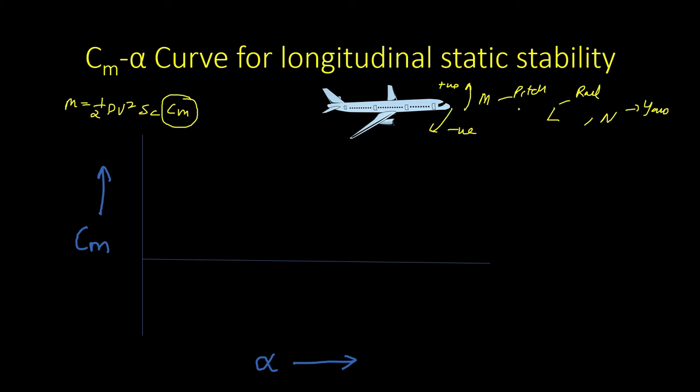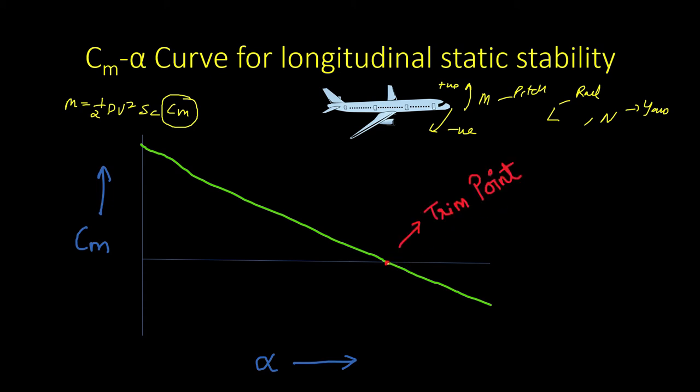Let us first consider the negative slope of the Cm alpha curve. Let us say that the slope is something like this. Now on this curve there is a point here. This is known as trim point. So this is the point at which coefficient of moment is 0. So that means that if the aircraft is cruising nicely, there are no net pitching moments on the airplane. So the aircraft will keep on moving in the same direction without any pitching moment, since the Cm is 0. So since Cm is 0, M will be 0. So there will not be any pitching moments.